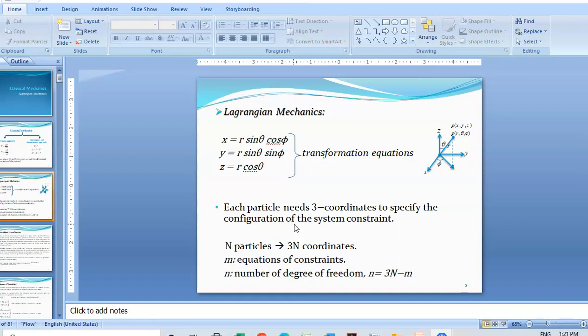Already we have seen in the second unit the spherical polar coordinates, curvilinear coordinates and cylindrical coordinates. So from this it is easy to understand that x is equal to r sin theta cos phi, y is equal to r sin theta sin phi and z is equal to r cos theta. These are the transformation equations. Each particle needs three coordinates to specify the configuration of the system. If we have N particles, then we have 3N coordinates, where m is the number of equations of constraints and n is the number of degrees of freedom. Then we can write n is equal to 3N minus m.